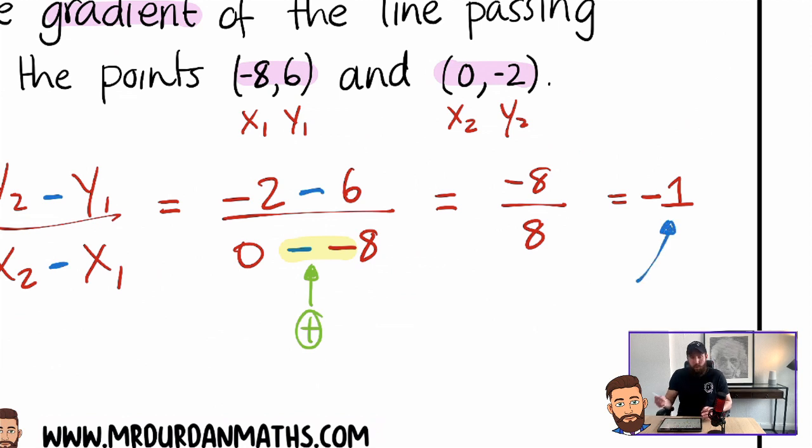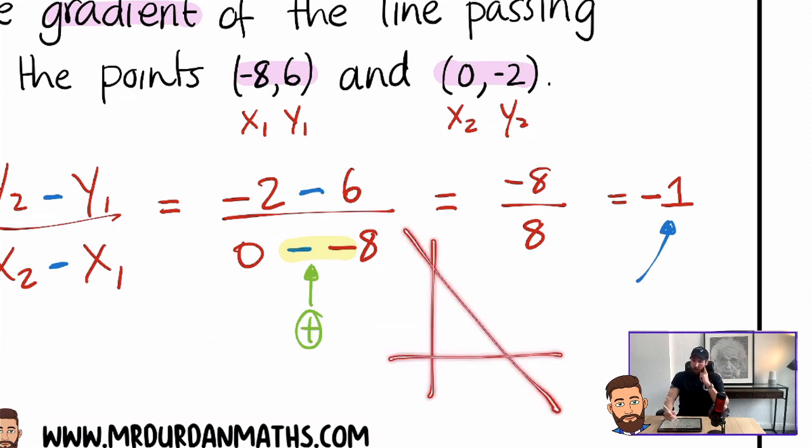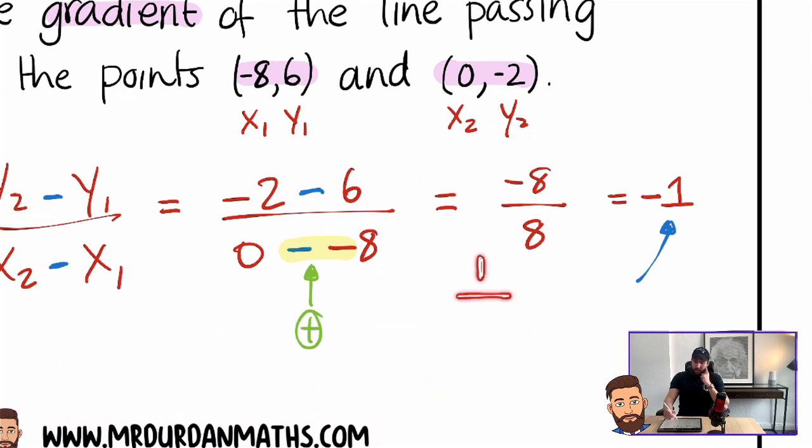Because you always want to think, if I found the gradient, what does that actually mean? Well, it's negative, so it's going to be going down. If I've got a graph, it's going to be going down that way. And what does -1 mean? It means every time I go across 1, I go down 1, across 1, down 1. So my line is looking like that. So we could say that every time you go across 1, you go down, because it's negative, 1.